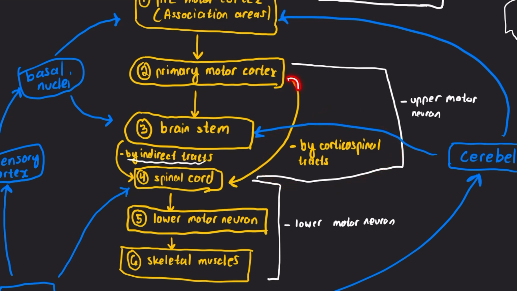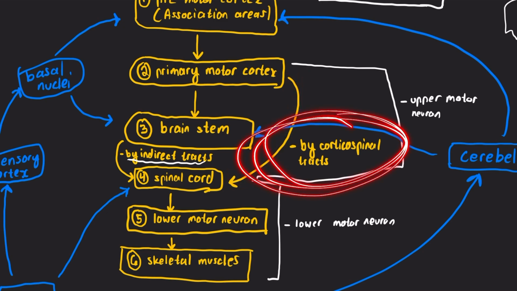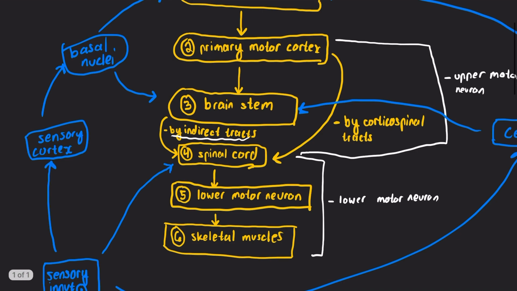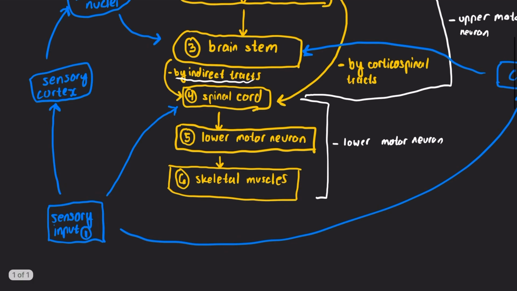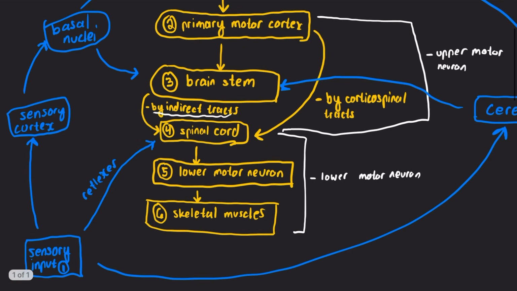So sensory information will pass onto the spinal cord via this pathway. And then we have sensory information going from the brainstem onto the spinal cord via the indirect tracts. So let me just put something here. Reflexes. So when reflexes are sent, as you can see, they are also sent into the spinal cord.